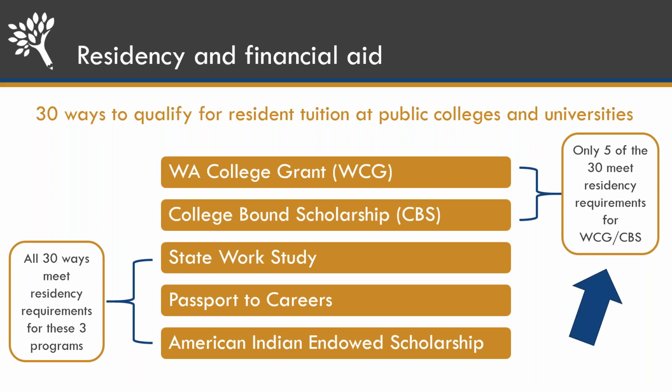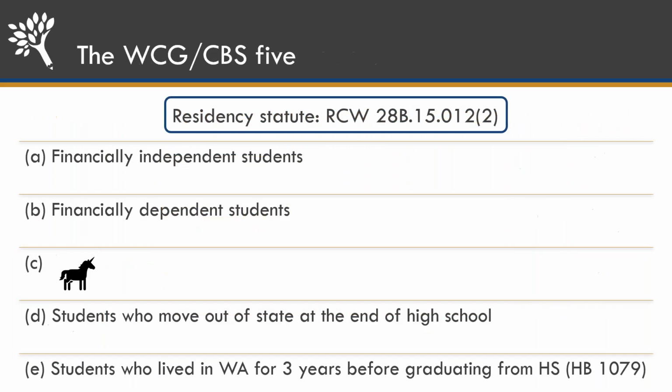So we're going to focus on these 5 today because College Bound and the College Grant are our 2 biggest programs, of course. And also these 5, actually 3 of the 5, are the most common ways to meet residency requirements for tuition and aid anyway. So what are those 5? They come from this residency statute, RCW 28B.15.012(2). So go ahead and memorize that.